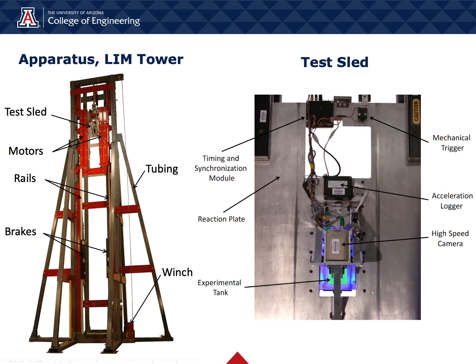The linear induction motors are the large red structures depicted in the image to the left near the top, and permanent magnetic brakes can be seen near the bottom. The test sled is accelerated in the vertical direction only, establishing the conditions necessary to develop the Rayleigh-Taylor instability.